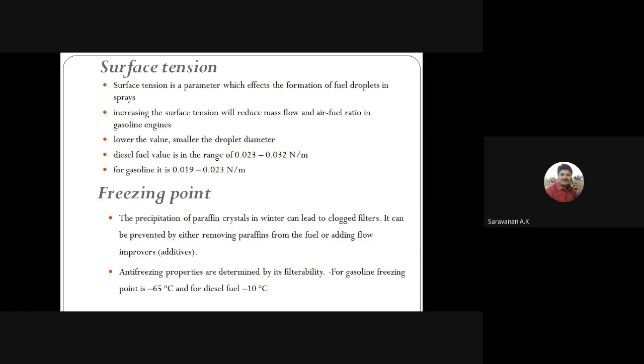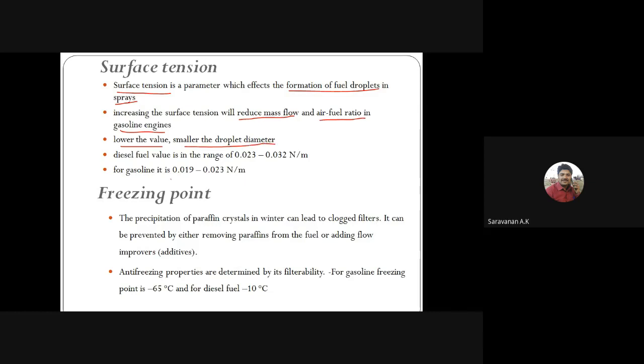Then the surface tension, right? When the fuel in the fuel line is sprayed, the fuel will be converted into small droplets. This droplet formation is due to the surface tension, so this parameter affects the formation of the fuel droplets in the sprays. Increasing the surface tension will reduce the mass flow rate and the air-fuel mixture in gasoline engines. The lower value will create a smaller diameter of the droplets.